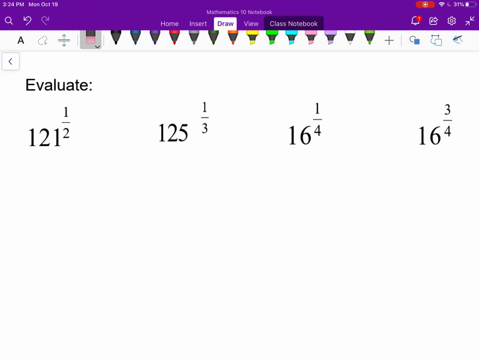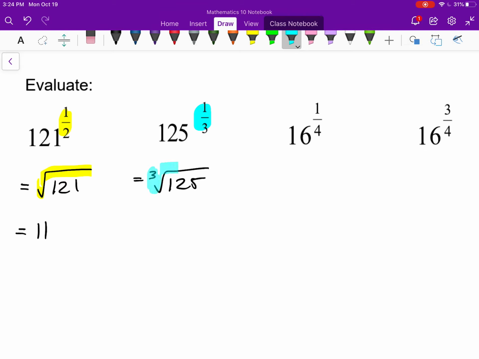All right, so 121 to the power of 1/2 doesn't mean half of 121. It means the square root of 121. Going forwards, every time we see a power of 1/2, we want to think square root. And if you know your 11 times tables, you know that 11 times 11 is 121. So that equals 11. 125 to the power of 1/3. We've seen that's the same as a cube root. So this equals the cube root of 125. And what times itself 3 times equals 125? Just 5.